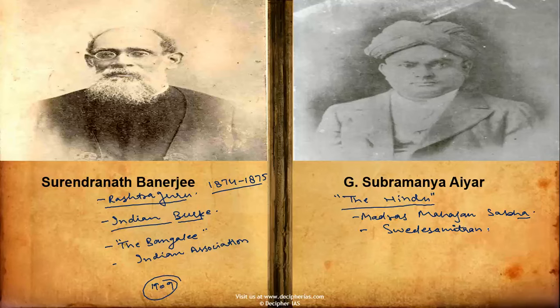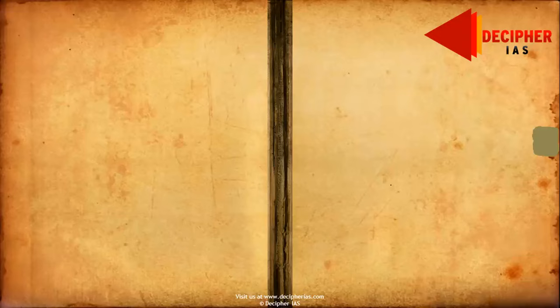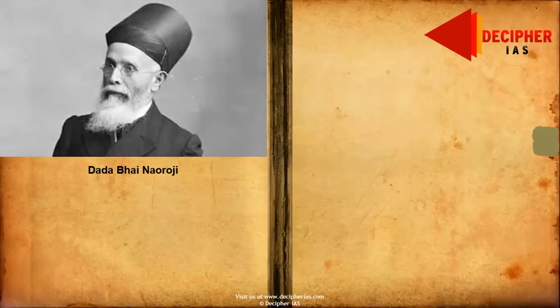Subramanya Aiyar campaigned vehemently for reforms in Hindu society. He supported widow remarriage, and he desired to abolish untouchability and child marriages. Mr. Aiyar also arranged the remarriage of his own widowed daughter, for which he was socially boycotted. That was the irony.